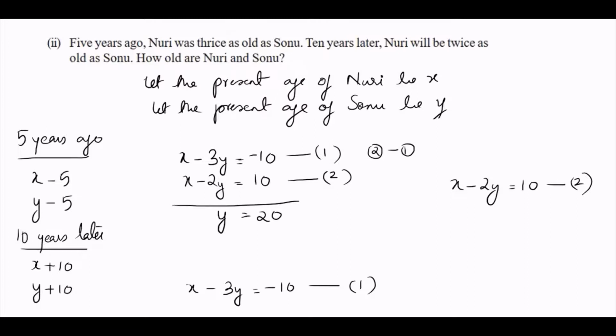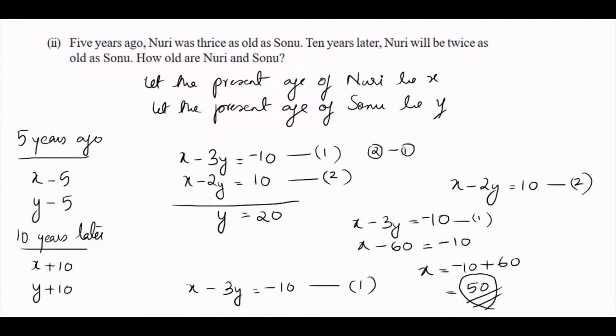Now substitute this y value in any one of the equations and get the x value. So x minus 3y is equal to minus 10. So x minus 3 into 20, that is 60, is equal to minus 10. So x is equal to minus 10 plus 60, that is equal to 50. So the present age of Noori is 50 and the present age of Sonu is 20.